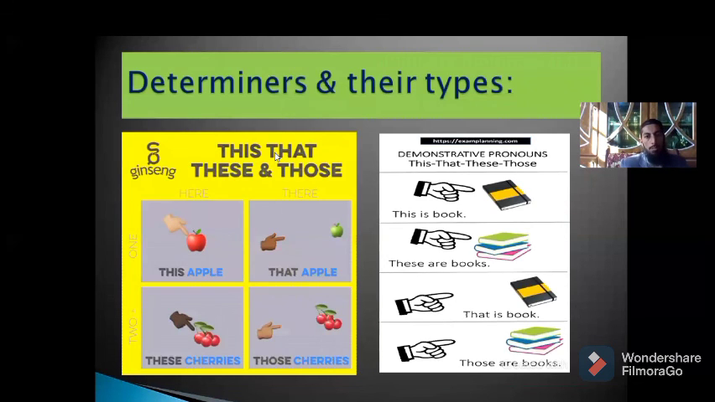Next type is determiners. Determiners are those words which determine, which point out something. For example, this apple, and if the apple is far away, you can say that apple; these cherries nearby, and those cherries far away. So this is a book, these are books, that is a book, and those are books. This, that, these words are called determiners, and are also called demonstrative pronouns somewhere, but here in parts of speech you will call them determiners.